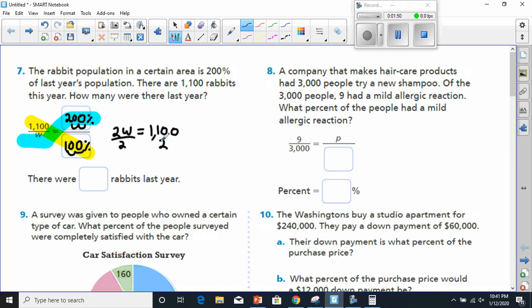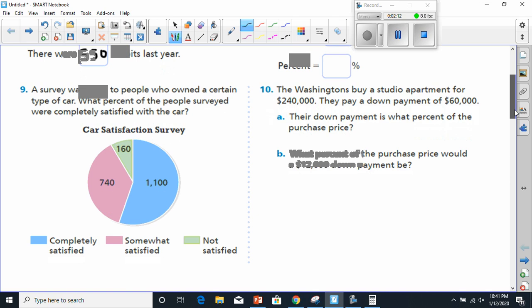Whatever I divide from one side, I divide from the other. That means W is going to be 5,500. Or excuse me, 550. What was I thinking? 550. So that means there were 550 rabbits last year. All right, let's move on to number 9.